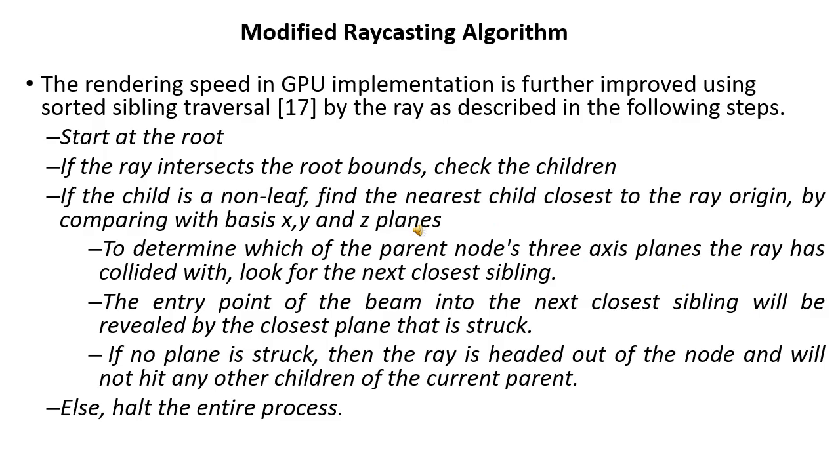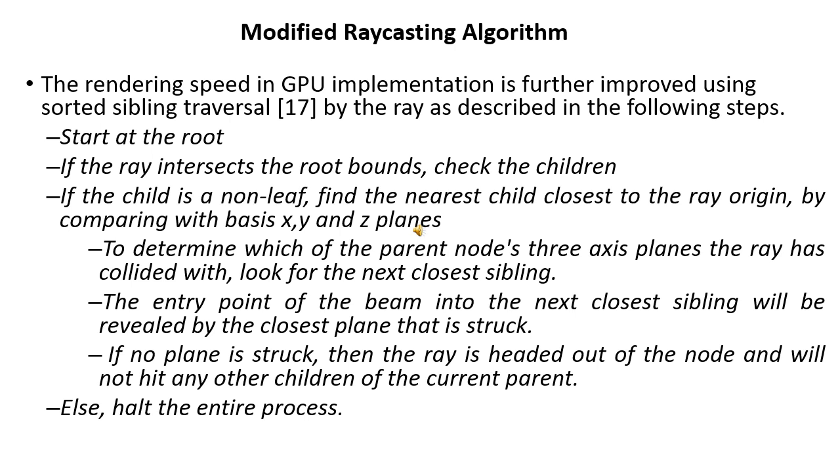Rendering speed in the GPU implementation is improved using the sorted sibling traversal. The algorithm starts at the root, and if the ray intersects the root bounds, it will start checking the children. If the child is a non-leaf, we will find the nearest child closest to the ray origin by comparing with the x, y and z planes.